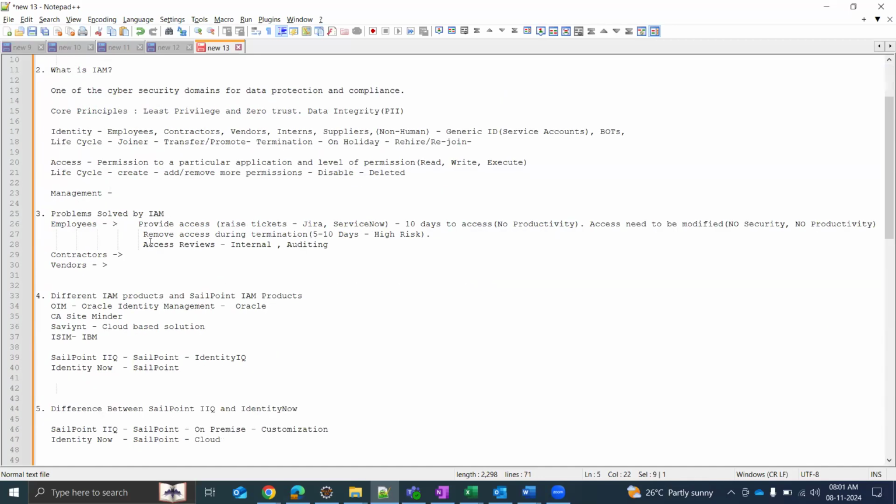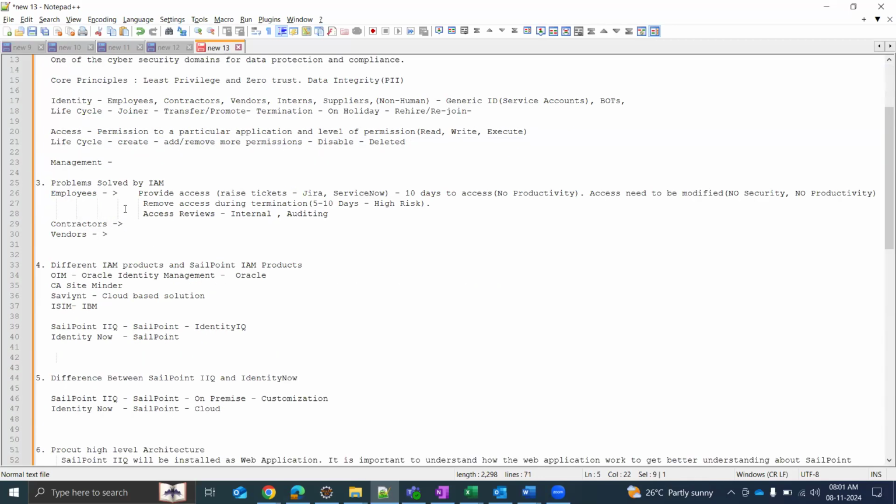Let's see that. For example, let's consider a scenario where a new employee is joining the organization, and imagine we don't have tools like SailPoint. Let's understand the scenario and the problems. When the employee joins the organization, we have to provide certain access to that person, right? That person needs login credentials, email credentials, and access to some ITSM portals like ServiceNow or Jira.